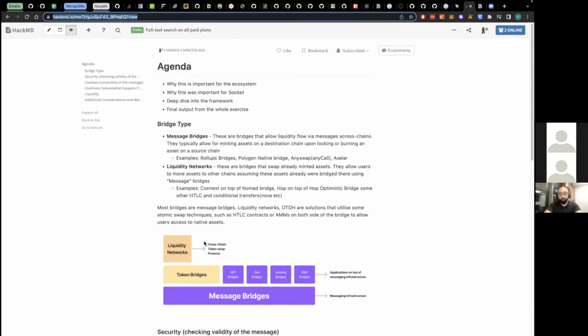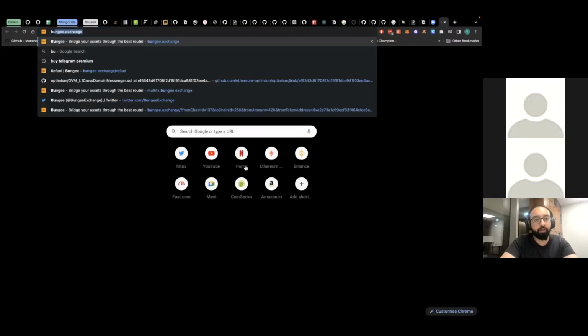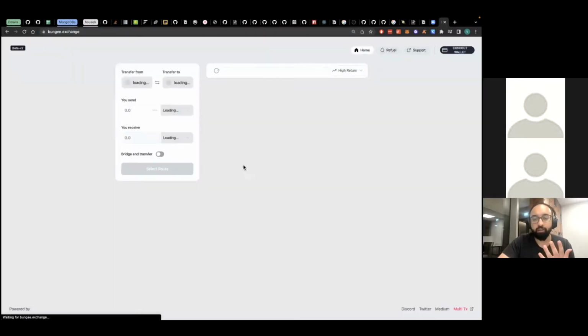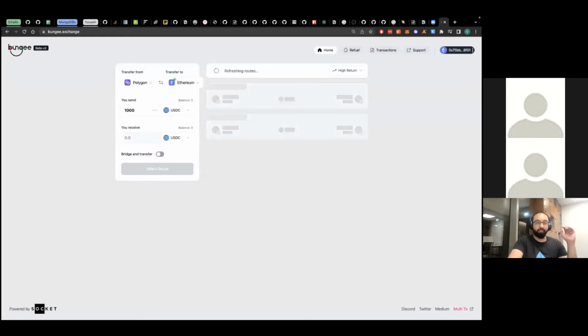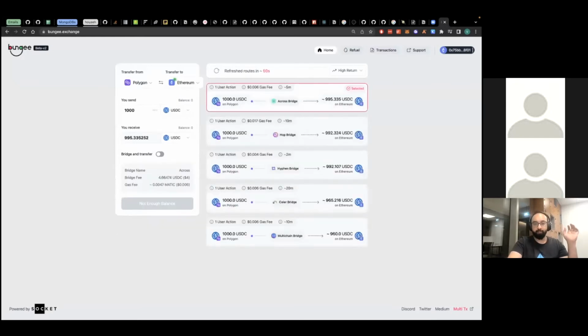Let me really dial home on what our final vision is, because of which we are trying to make this happen. We have this thing called Bungee Exchange, which is essentially an asset bridge aggregator. Our goal here is to transparently show things about that particular bridge. We try to abstract away a bridge into three things, right? Latency.